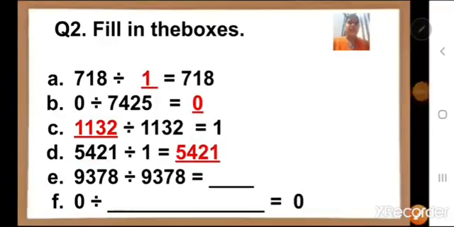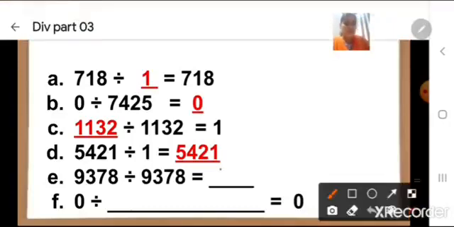Next one is E. 9378 divided by 9378 is equal to dash. Now here children, here the number is divided by itself. So answer will be 1. Right? So here we will write 1.